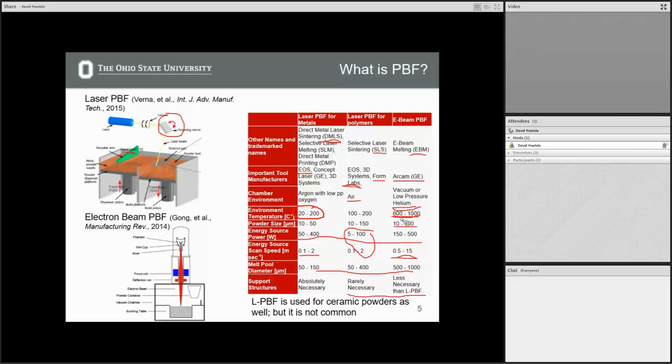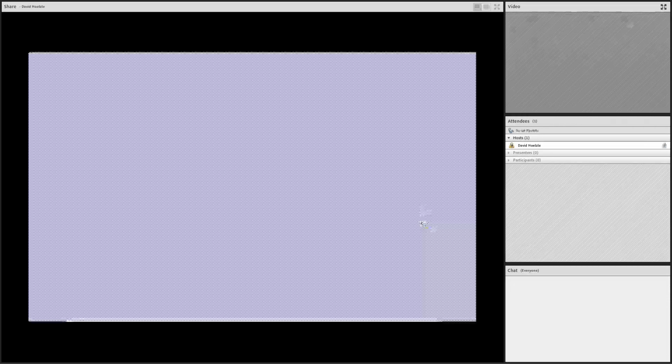The other thing that's very different between these is the rate at which you can scan the laser or the E-beam, and it's a very different range. With a laser, you max out somewhere around 2 meters per second. That's really pushing it in terms of how fast you can scan a laser. With the E-beam systems, you get all the way up to around 15 meters per second. This directly affects what type of parts you get and the way things are built.